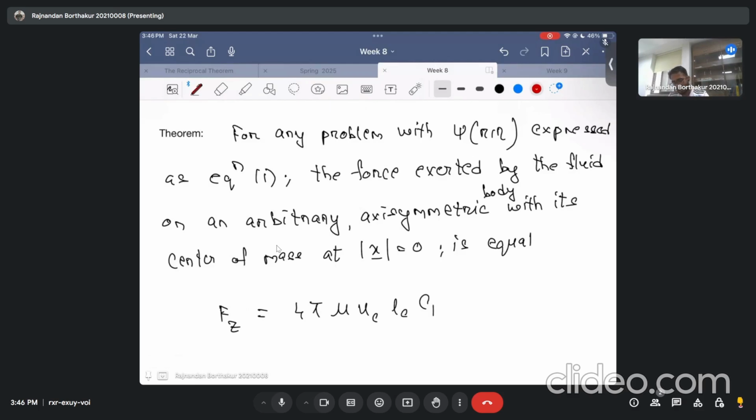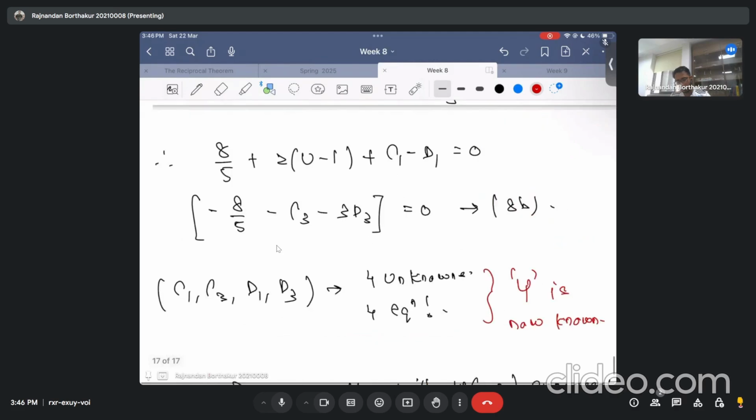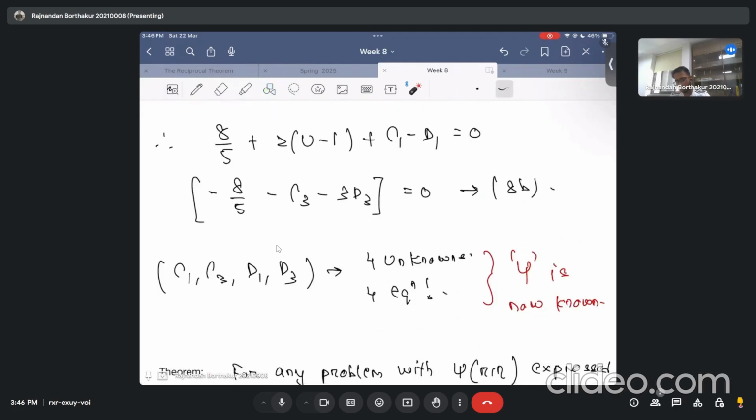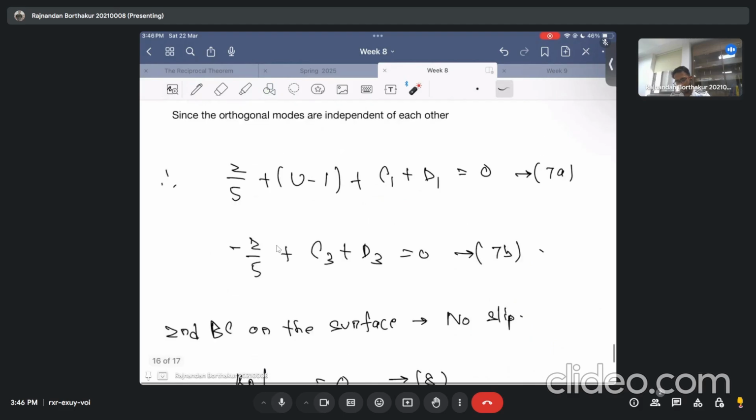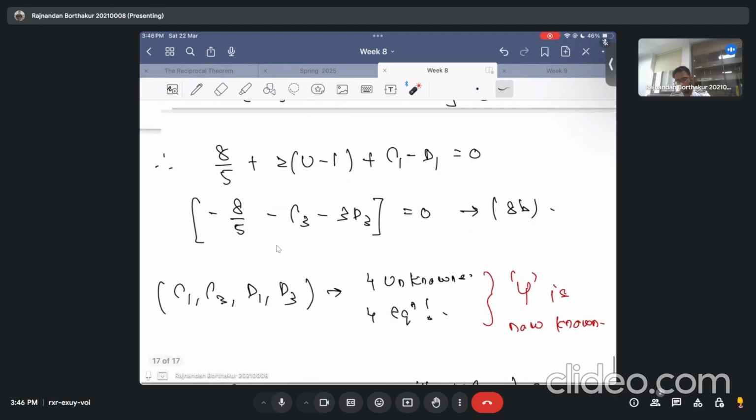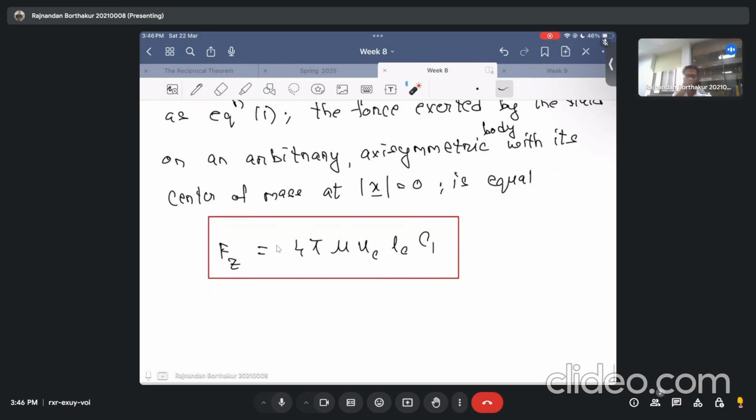That's it. Once you solve the four equations that we just saw, all you need to do is evaluate C1, because from the two pairs of equations you will get C1, C3, D1 and D3. All you require is C1 to get the force. In fact, this is not the net force, this is the drag force. So it will give you the drag force on the surface of the object.